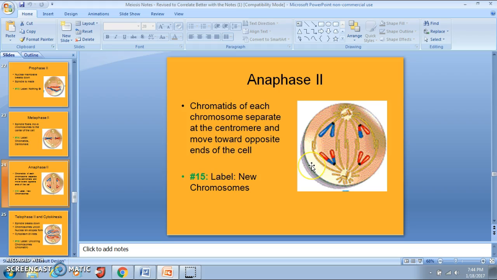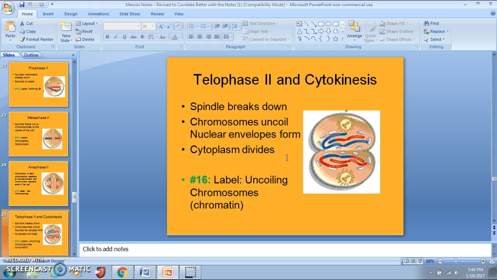Okay. And then in anaphase 2, we're going to label the new chromosomes, and I might also write daughter chromosomes as well, because that's what we've called them in the past. So once the chromatids separate from each other, they're considered daughter chromosomes. Okay. And then you may want to label in telophase 2 and cytokinesis that our chromosomes are uncoiling into chromatin. That's why they look so long. But you can still count 1, 2 in each cell. 1, 2.